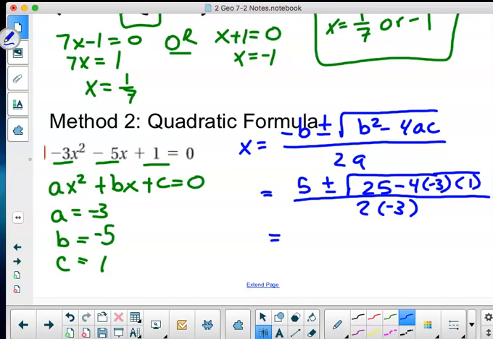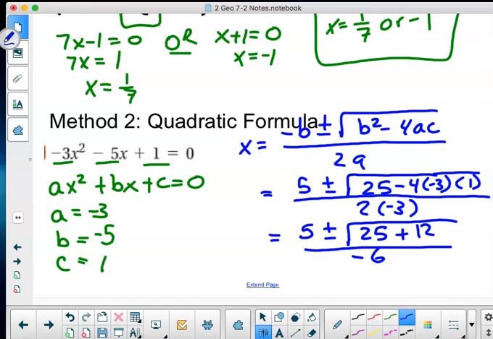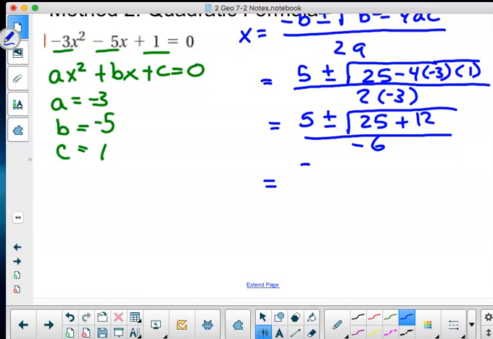Now I'm going to evaluate this carefully, because the number one mistake we make as students doing this is a sign error. I have the opposite of b, the opposite of -5, and the opposite of negative is positive, so that 5 was right. Remember, -5 times -5 was 25, so that is right. And -4 times -3 is plus 12, times 1. So I'm adding 12 underneath, and I have -6 on the bottom. So my answer is 5 plus or minus the square root of 37 over -6. Now, this plus or minus is kind of an issue.